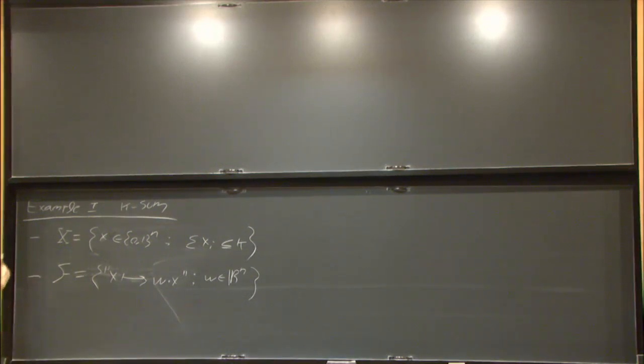And membership query is what they call linear decision trees. You take an arbitrary linear combination of the entries and you ask what is the sign.